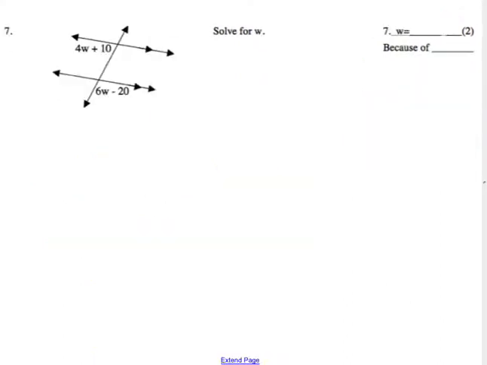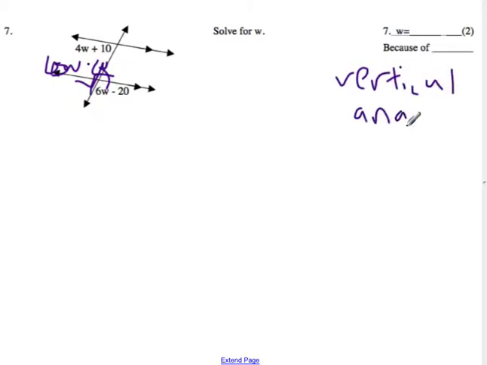Now, number 7 can be a little bit confusing because they aren't necessarily related by just one. So what I'm going to do is take that 6w minus 20 and bring it up into here. That angle is going to be the same measure as that one because of vertical angles. So notice that the angle I popped it up to is a vertical angle. So we're going to go ahead and pop it up into there.